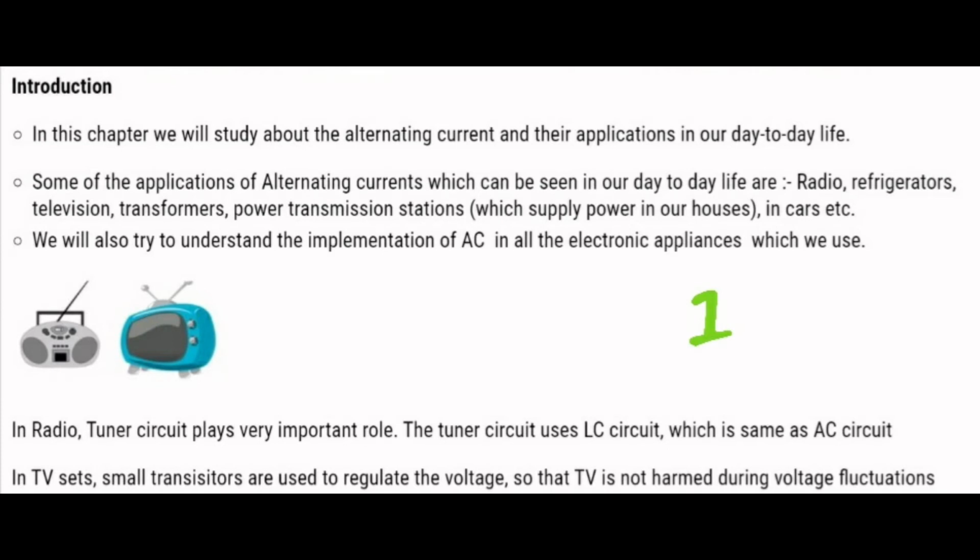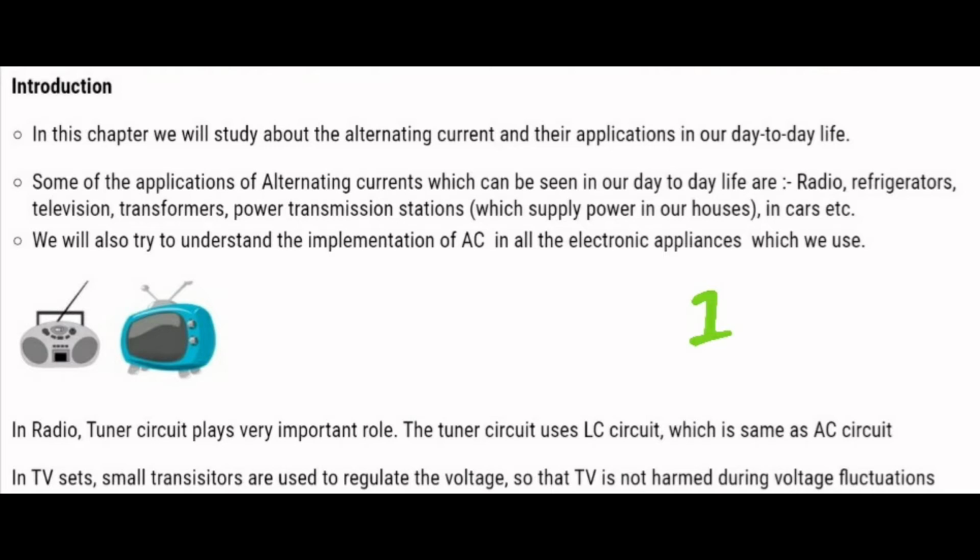In this chapter, we'll study alternating current and its applications in our day-to-day life. Some of the applications of alternating currents which can be seen in our daily life are radio, refrigerators, television, transformers, power transmission stations, in cars, etc. We will also try to understand the implementation of AC in all the electronic appliances which we use.